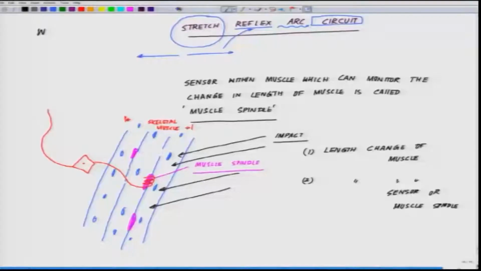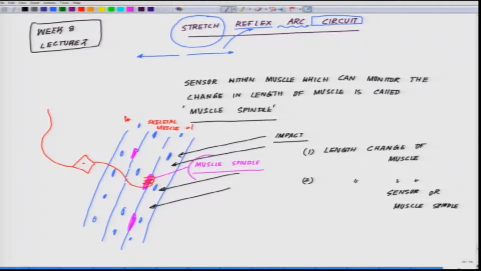Welcome back to the lecture series in animal physiology. So we are into the 8th week and we are starting lecture 2 of the 8th week. Okay, fine.